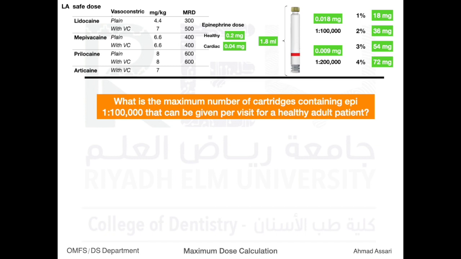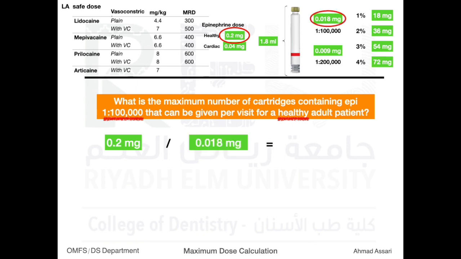First, let us calculate the maximum number of cartridges containing epinephrine 1 over 100,000 that can be given per visit for a healthy adult patient. We will divide 0.2, as this is a healthy patient, over 0.018 because we are using 1 over 100,000 epinephrine concentration. This would give us around 11 cartridges.